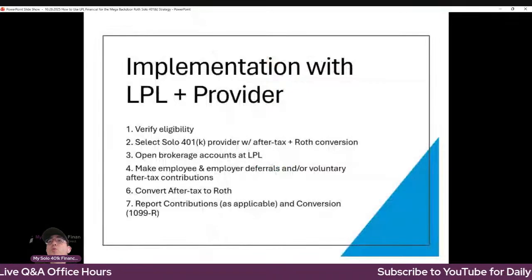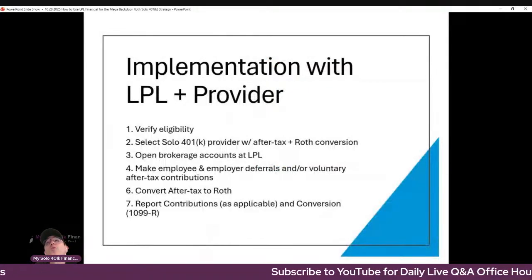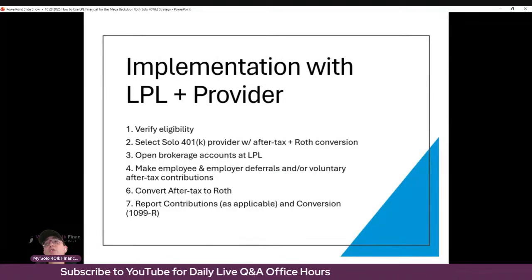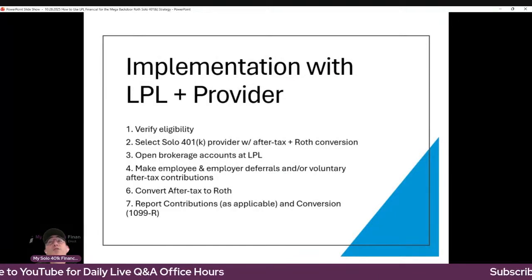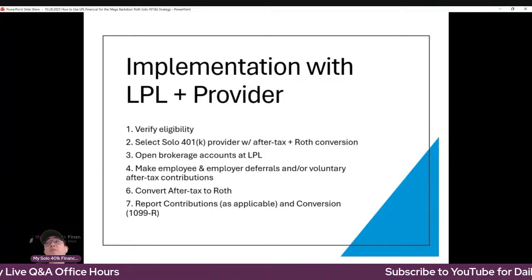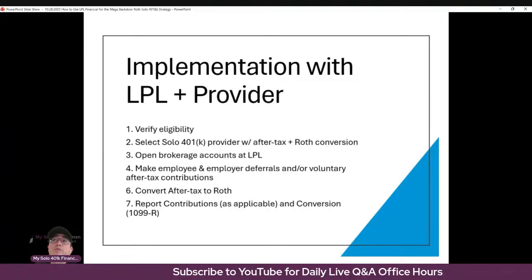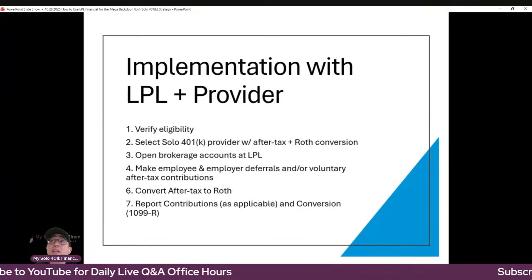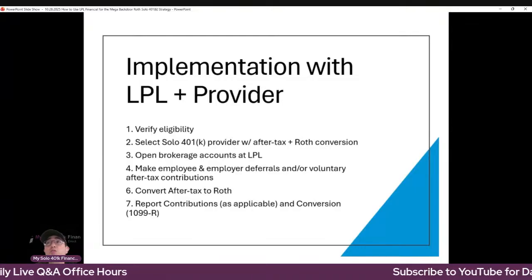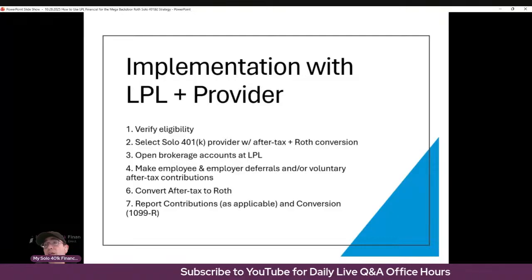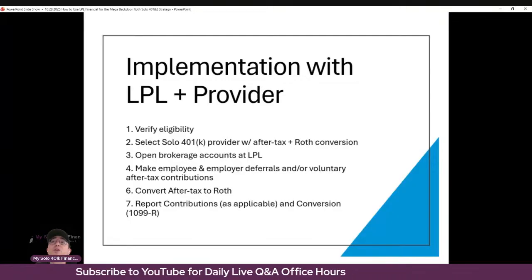So here's a quick walkthrough. Of course, one would want to verify their eligibility, like we talked about when we were laying the foundation, in terms of being self-employed with no full-time W-2 employees. Then step two, choose a provider like my Solo 401k Financial that offers a plan that allows you to make the Mega Backdoor Roth Solo 401k contributions. Then you'll need to have your accounts, which can be at LPL Financial. We've had many clients and their advisors. We've helped them open up those accounts over at LPL.